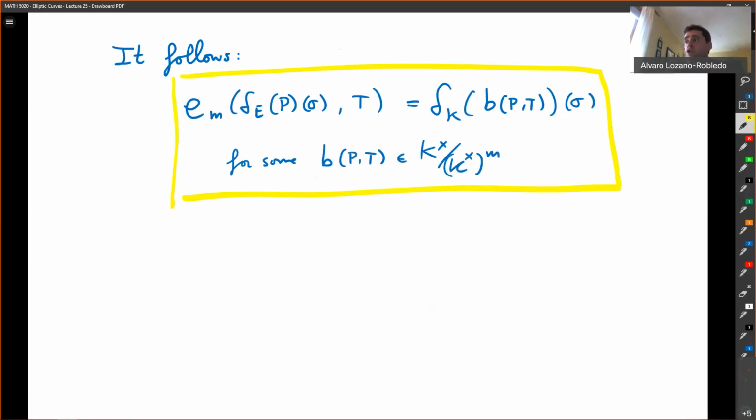Okay, so this is going to give us, in the next lecture, I'll continue from here, this is going to give us a bilinear pairing, a new bilinear pairing that is going to allow us to compute the quotient of the Mordell-Weil group, the weak Mordell-Weil group, in a very computational way, or computationally amenable way.